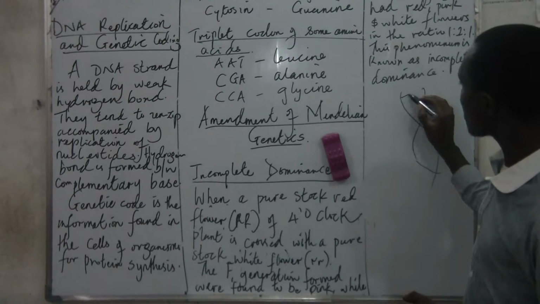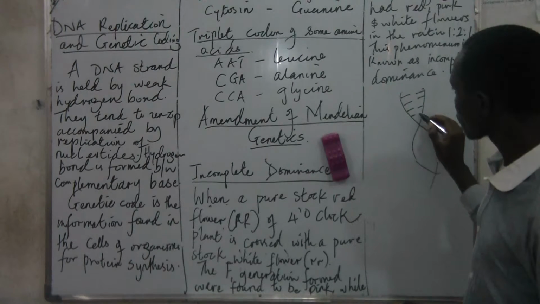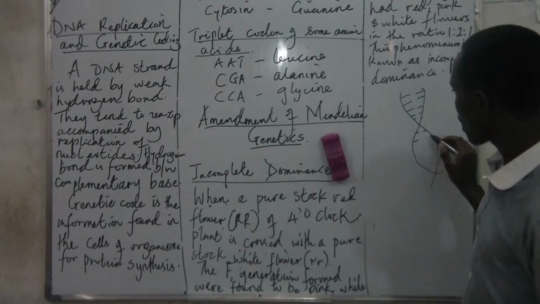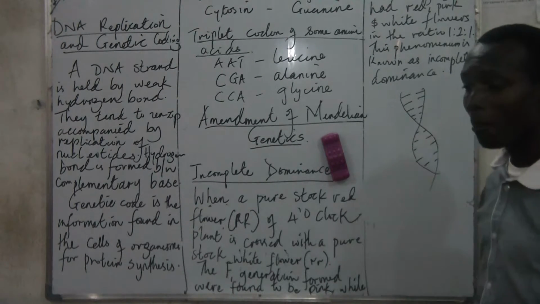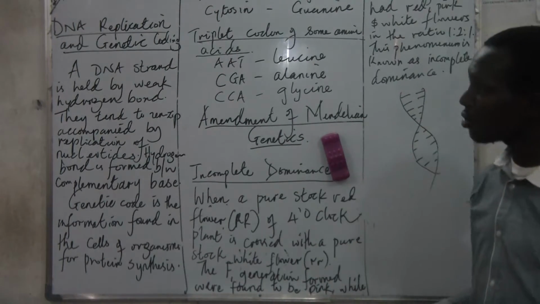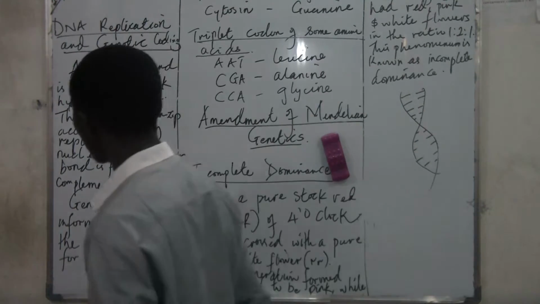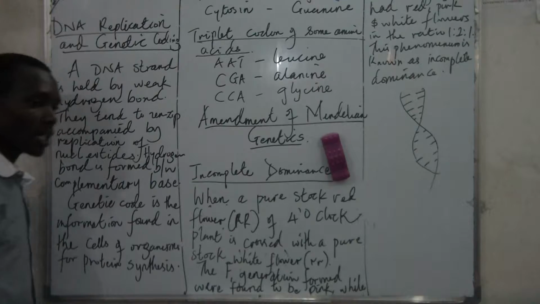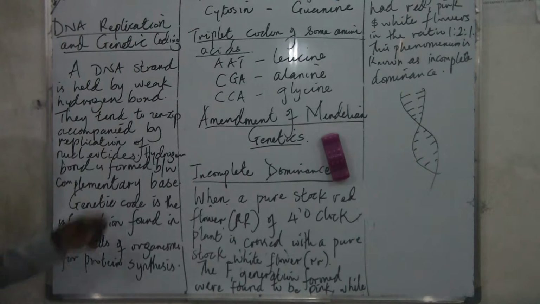And inside, in between that DNA strand, we have various bases of this nature, and they are held in position by a weak hydrogen bond. And that tells us that this hydrogen bond can easily be unzipped during formation of gametes. So we said DNA strands are held by weak hydrogen bonds.